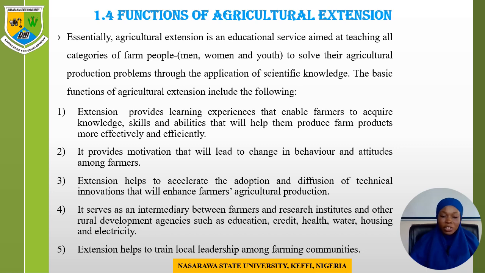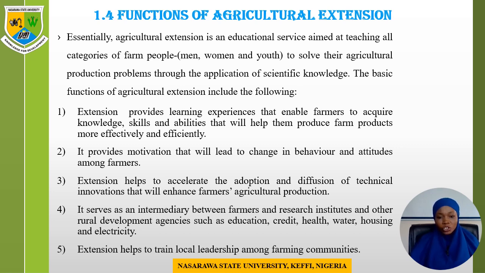Number four, it serves as an intermediary between farmers and research institutes and other rural development agencies. The work of an extension doesn't stop at taking improved agricultural technologies to farmers alone, but it also has to do with linking farmers and research institutes. That is, taking the problems of the farmers to the research institute and getting a solution back to the farmers. It also takes farmers' views and opinions about a particular technology, an outcome of a particular technology, to the research institute, for the research institute to make necessary adjustments or do further research.